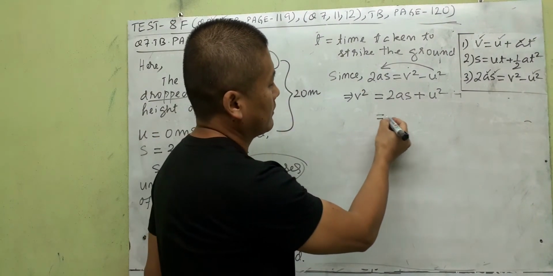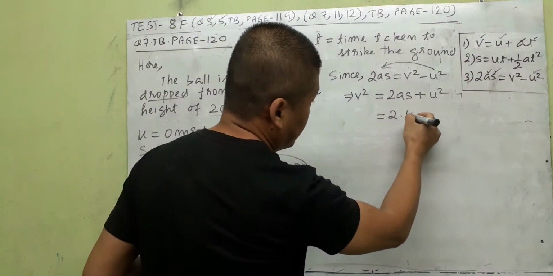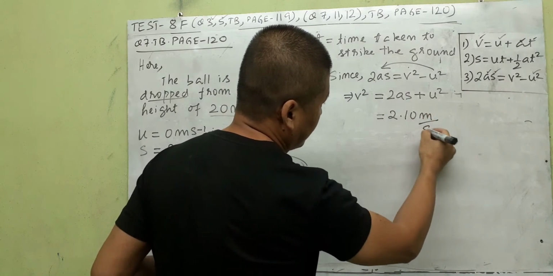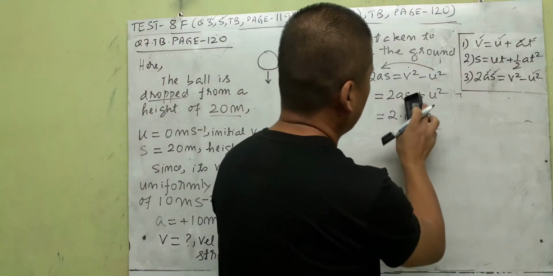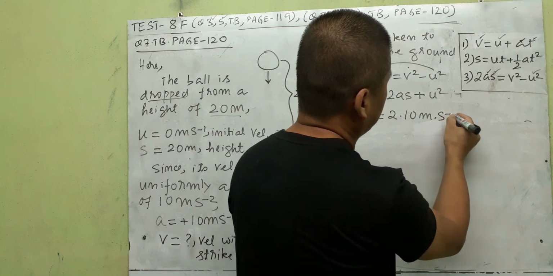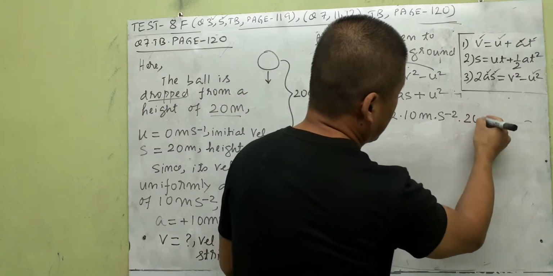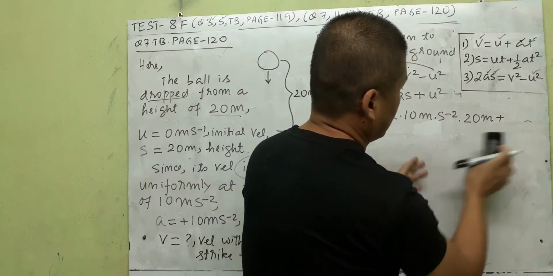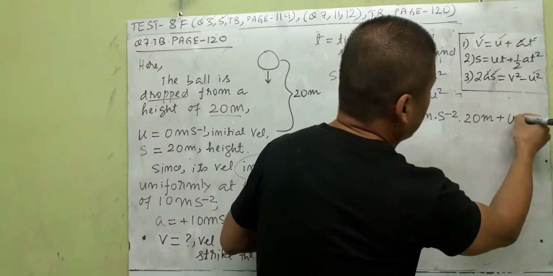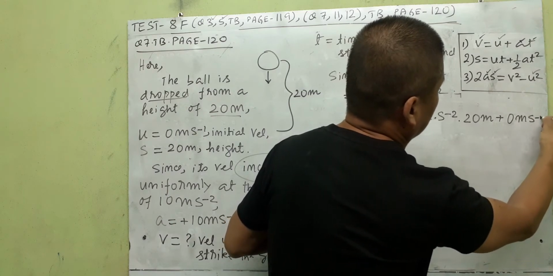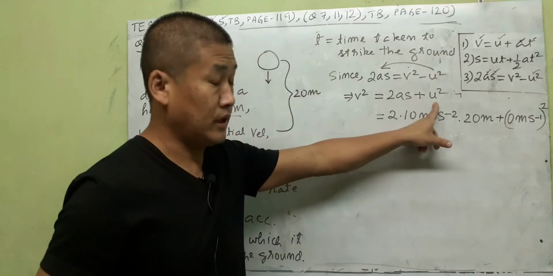Right? So let us deal with this. 2 into A, here plus 10, so we can just write 10 meter per second square. And then into S, which is 20 meter. Everything is in SI unit, so that is fine. Plus, be careful with this, U. As you can see here, it is 0, so we can just write 0 meter per second. But we have to be careful to put the whole thing in a bracket and square it here, because it is U square.